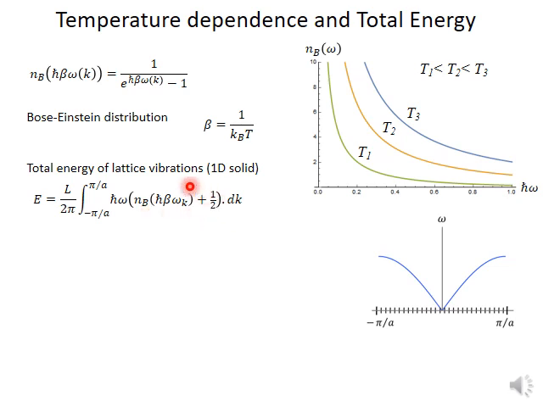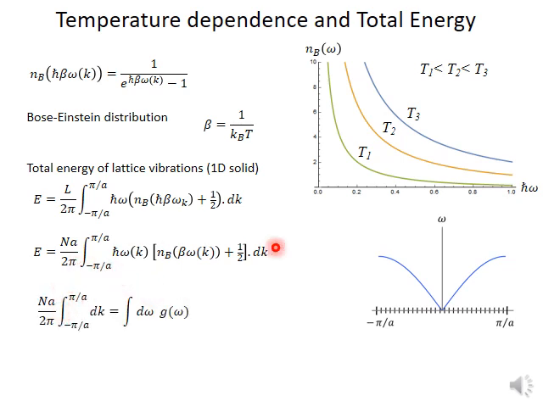And you can integrate it from minus pi by a to plus pi by a in the one-dimensional case, which is over the first Brillouin zone. So if you integrate over the first Brillouin zone and multiply by the 2 pi by L factor, which usually comes with this k integral, you would get the total energy of the system. You can write L, the length of the one-dimensional sample, as N a, where N is the total number of atoms and a is the interatomic distance, and this would be the expression for the total phonon energy in the system.